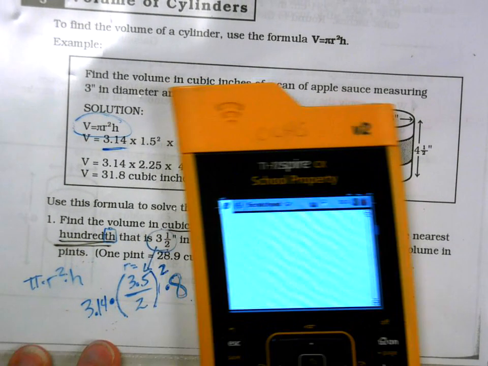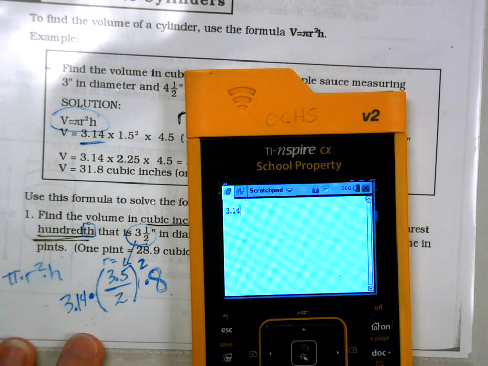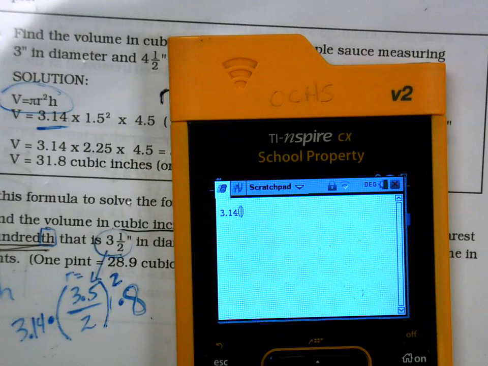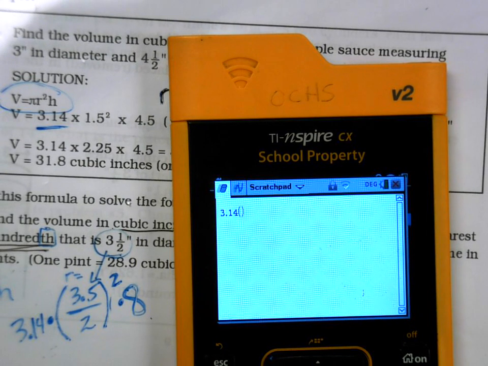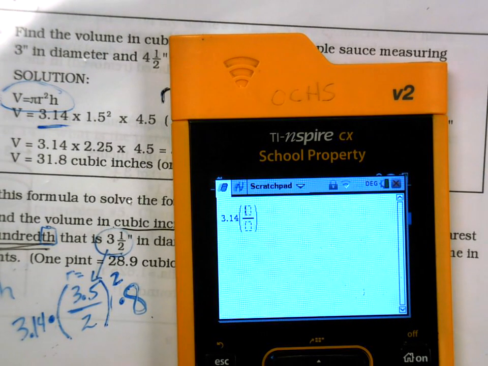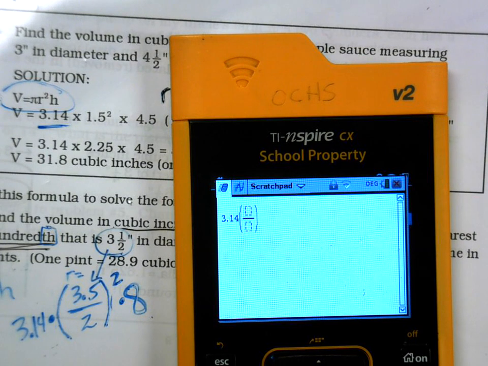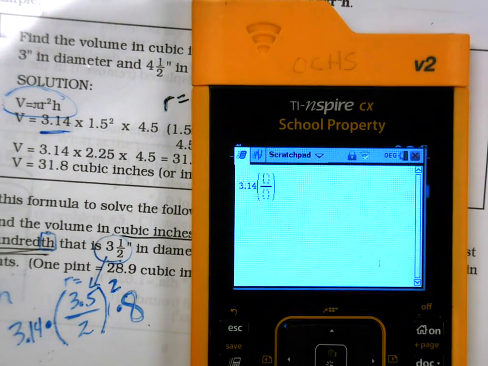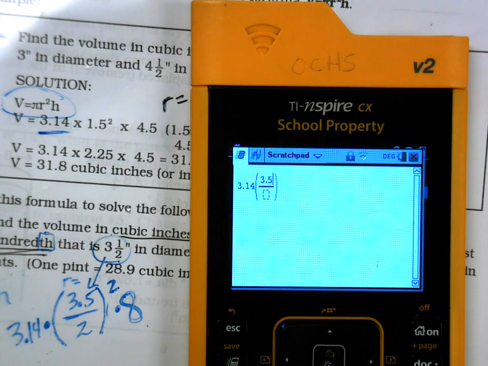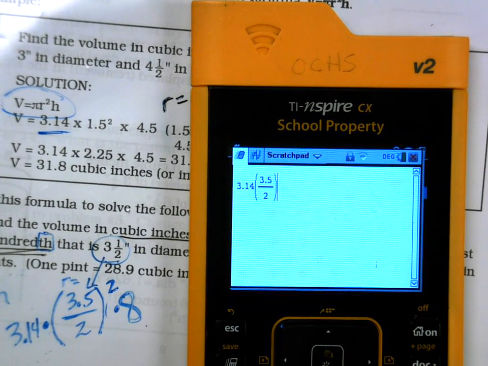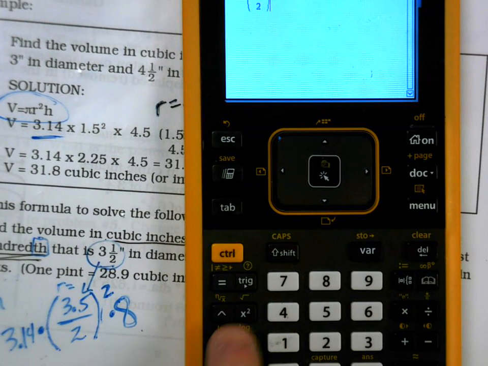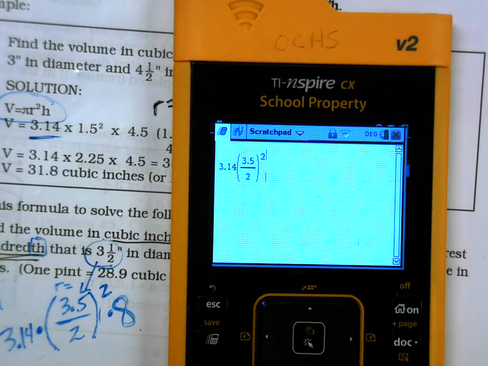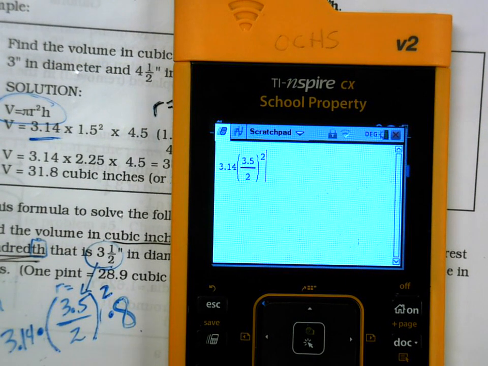So here's my calculator. Okay, and I'm going to type it in. 3.14 parentheses. I'm going to zoom in a little bit so you can see. 3.14 parentheses. Okay, I want it to be a fraction, so I did control divide to get my fraction. So 3.5 divided by 2. Okay, this button right here is your squared. Most of y'all have been using these calculators, I know, but just in case you haven't. Okay, so squared, and then times 8.